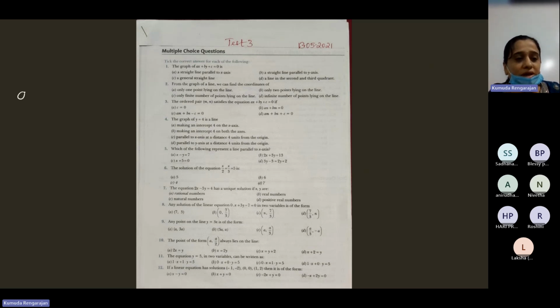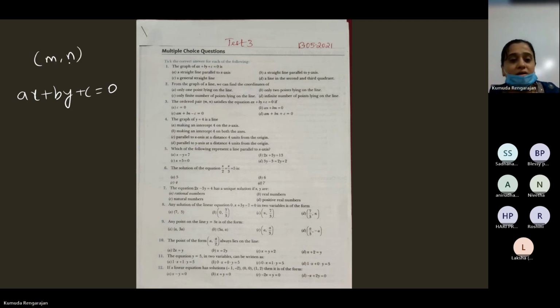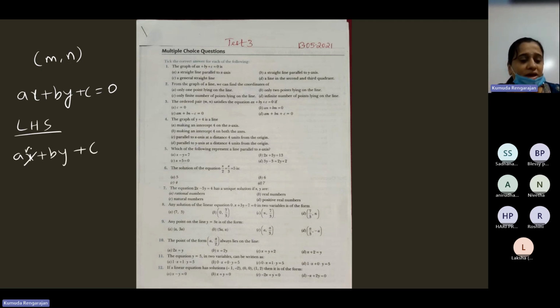We are given the equation ax plus by plus c is equal to 0. We need to check which of these equations means that m comma n satisfies the equation. That means you should take up the LHS, ax plus by plus c, and for x you must use m, for y you should use n. What answer should you get for this? You must get 0, because the RHS is 0. If you get 0, that means m comma n satisfies the equation.